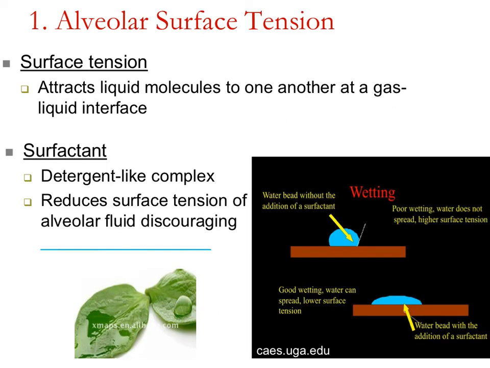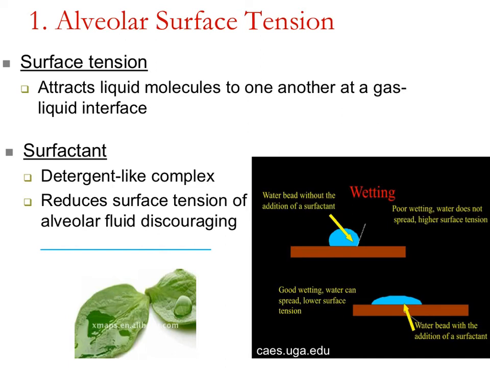Okay, so let's go into each part a little bit more specifically. So what is surface tension? Think back to Bio 1 and images of the water bugs walking across the water. Okay, so surface tension is when the liquid molecules themselves are more attracted to one another than to the gas at a liquid gas interface. So the water is going to want to interact more with itself than with the gas.